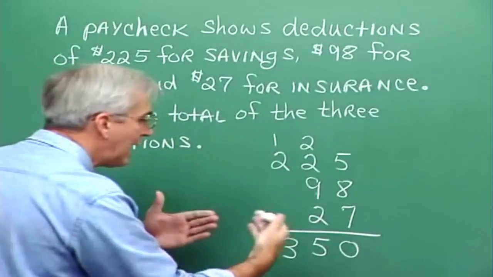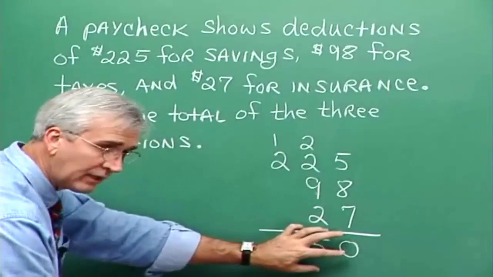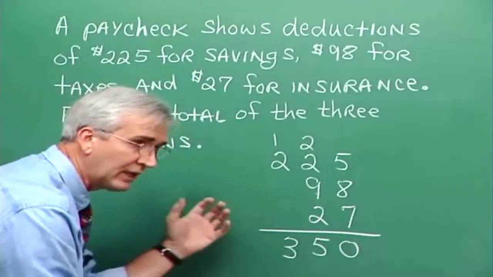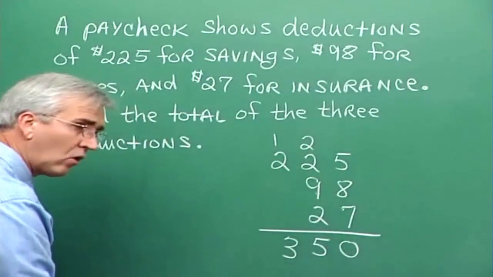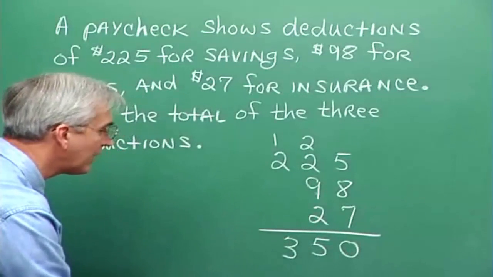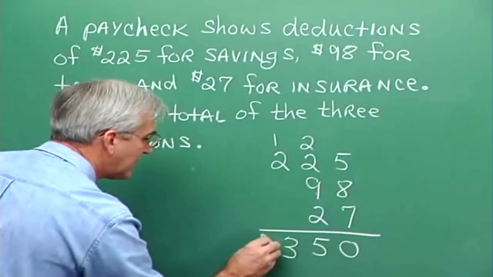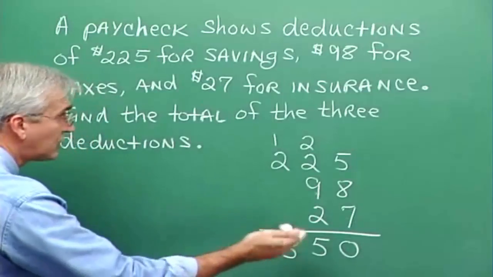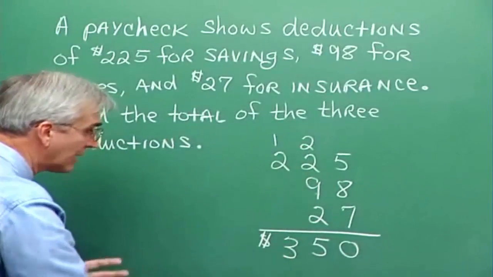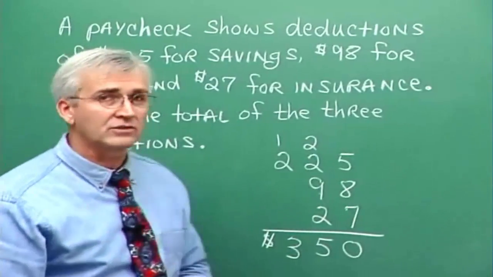Once you have arrived at the total, this is not the final answer. It's important to write the final answer in some kind of complete sentence, or at the very least put a unit associated with the number that we have. This is $350, and this is the total of the 3 deductions. So we might say the total of the 3 deductions is $350 as our final answer.